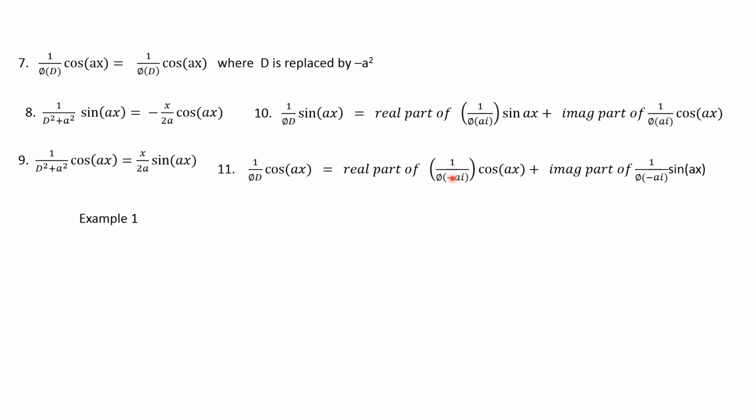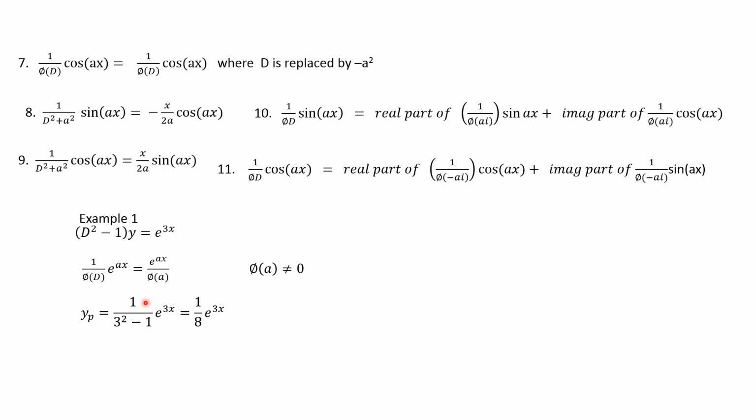Now let's have the first example. Example 1. Find the particular solution of (D squared minus 1)y = 3x. Okay, of course, your particular solution, we can use this formula: 1 over phi of D e to the ax is e to the ax over phi of a.